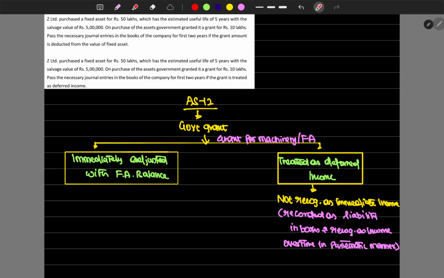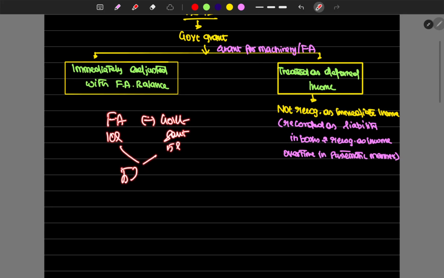Okay, for example, if I purchase the machinery for 10 lakhs, the government gives a grant of 5 lakhs, I immediately adjust the cost of the fixed asset in our books. So I have purchased for 10 lakhs, but I show the fixed asset value as 5 lakhs, and I'll adjust that government grant with the fixed asset I have. Okay, fixed asset 10 lakh, government grant 5 lakhs. I will adjust and show it in our books as 5 lakhs.